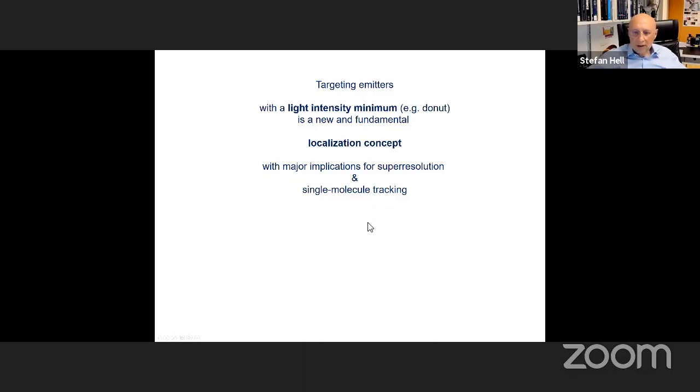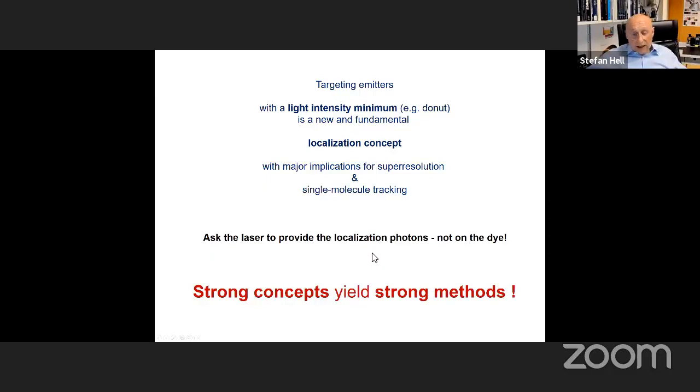Which is, in my view, better than this molecule mountain thing. And what's the idea behind it? Don't ask the dye to give you the photons for the localization. Ask the laser to provide the localization photons. Why? Because the laser has plenty of them. And it's better to use the laser for localization than to use the dye. And this is the point why it works. So again, in my view, this is a very strong concept.